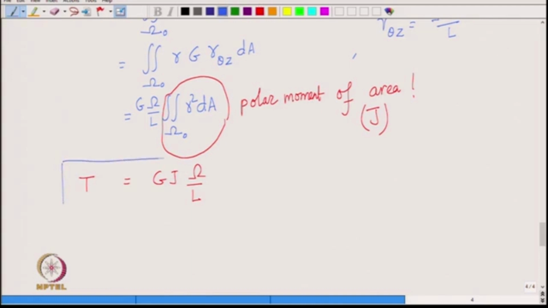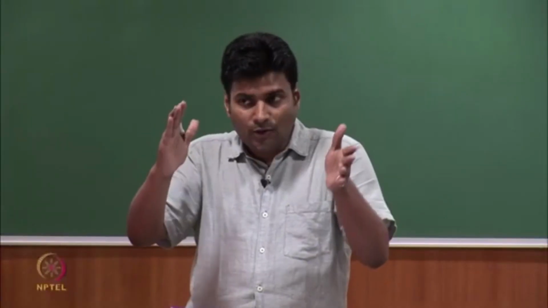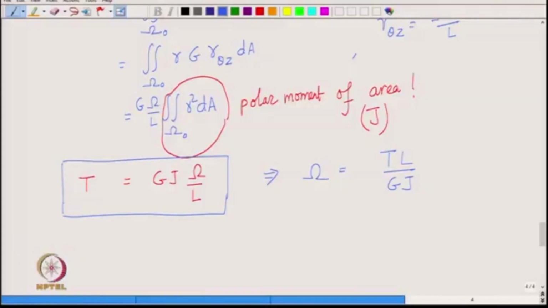So, we got a very interesting formula. So, if torque T is known, you can compute omega by saying that this is equal to T L by G J. So, the end to end rotation omega is T L by G J, where T is the torque applied. And if you know the end to end rotation omega, then torque T you can get from this formula here. Okay. So, that is how we get omega.